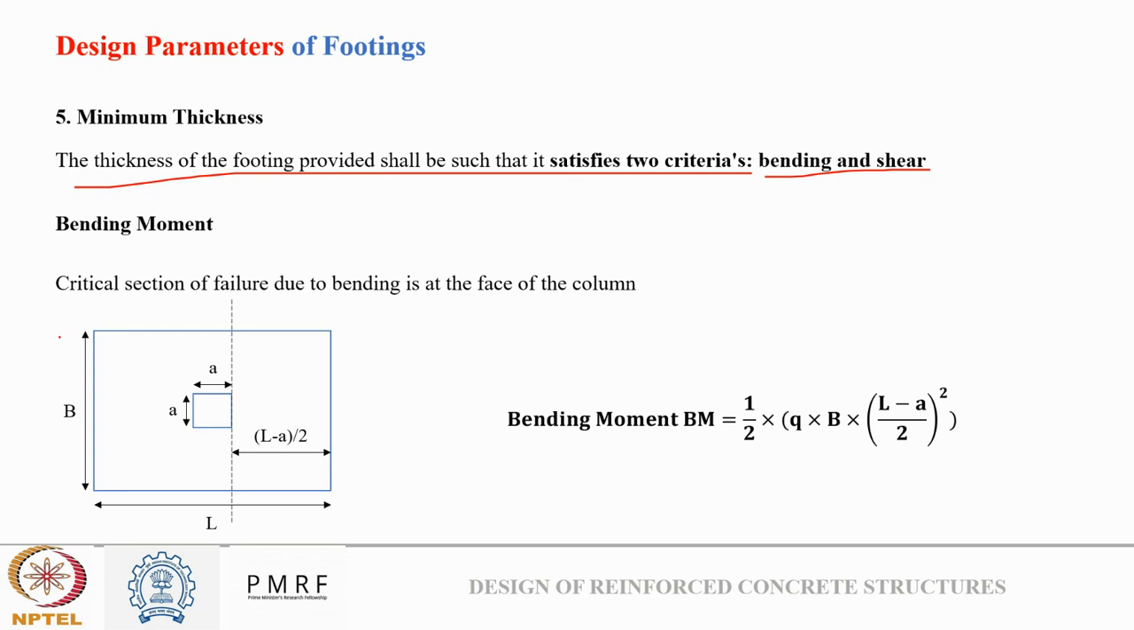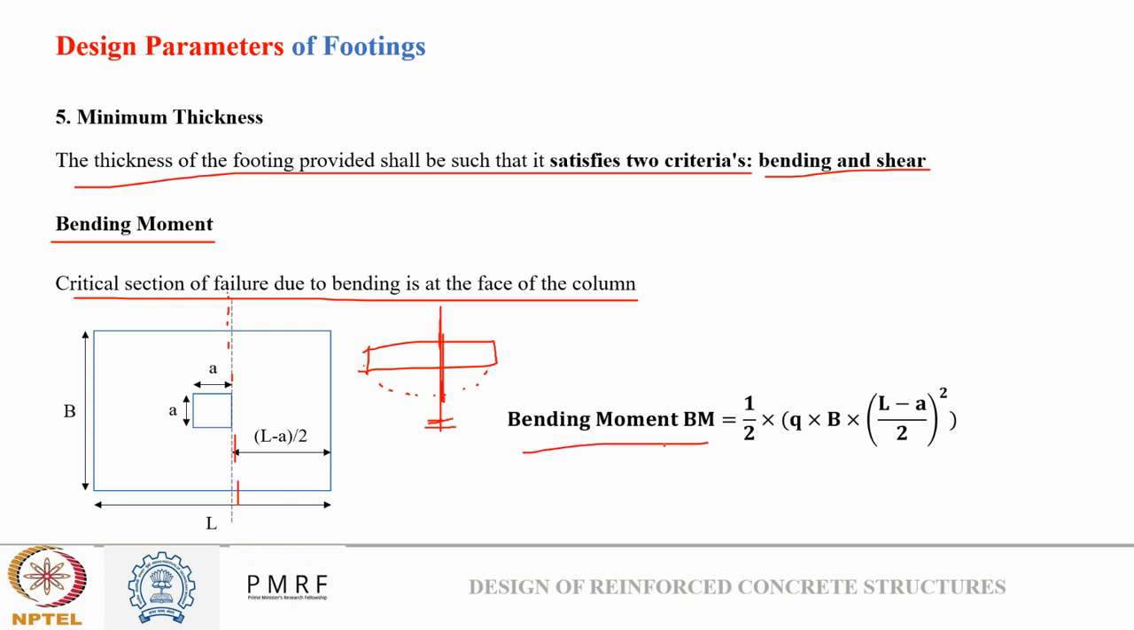In terms of bending, the critical section of failure due to bending is taken as the face of the column. There is some moment acting on the column. If we draw the side view, something like this bending will occur. So the face of the column is taken as the critical section where failure can occur, and at that section we need to check what is the minimum thickness of footing we need to provide. How can we check that?